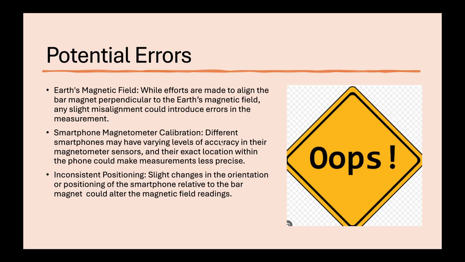Some errors that we might have run into were that the Earth's magnetic field might have affected the values that we measured. Another potential error is that the smartphone might not be accurate because it depends what app you're using, and it may vary between different apps. And finally, the last error that might have occurred is that I might have had the wrong positioning for some of the calculations, which would have messed up the values.